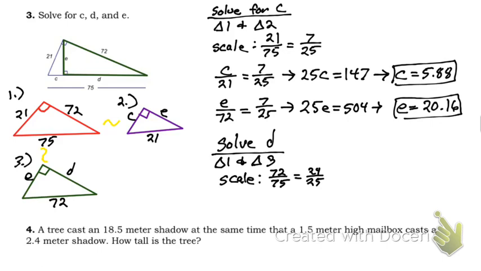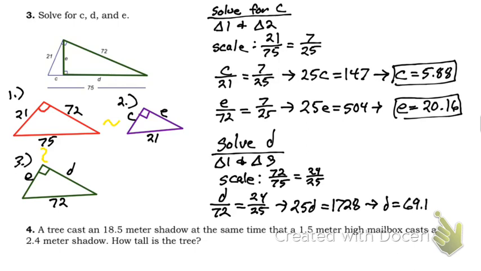And we know that I picked the green one to be on the bottom. So we're looking for D. So let's do D over 72 is going to equal 24 over 25. Which is then going to be 25D equals 24 times 72. 24 times 72 is 1,728. That's a huge fraction. That's usually when you do a decimal. And that's going to be about 69.12. So D equals 69.12. And we found all of our letters.